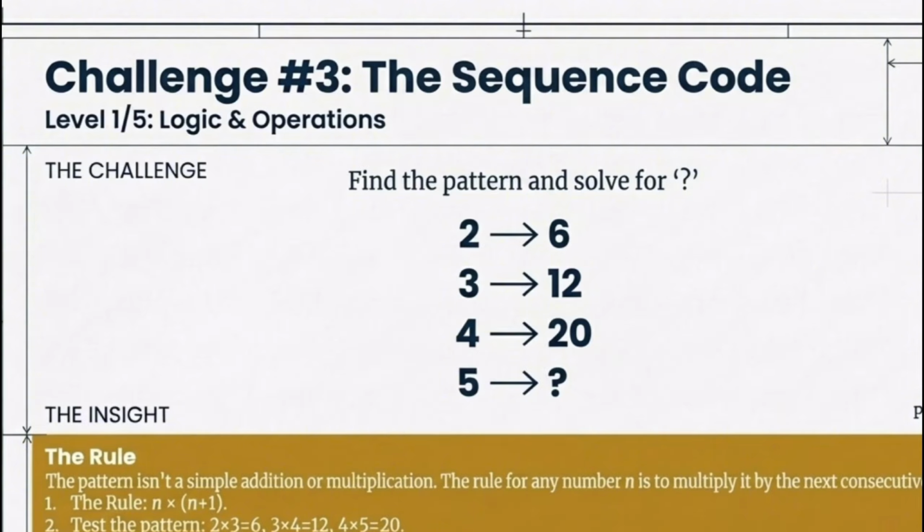As you can see over here, 2 is just converted to 6 by the multiplication of 3. 3 just converted to 12 by multiplication of 4. 4 just converted to 20 by multiplication of 5. And if you follow this pattern, probably 5 should also be multiplied by 6 itself. So if you do this multiplication, you do have your final number as 30.